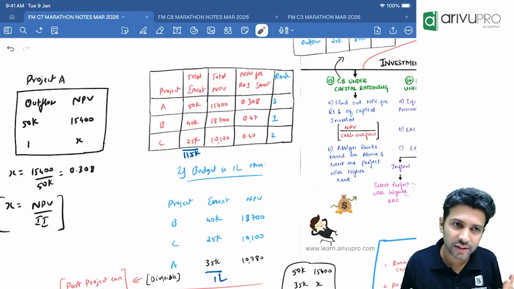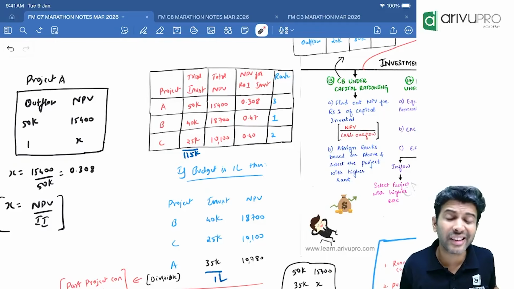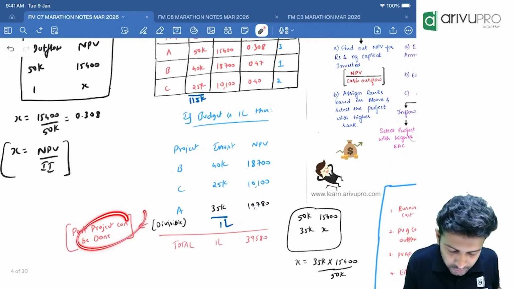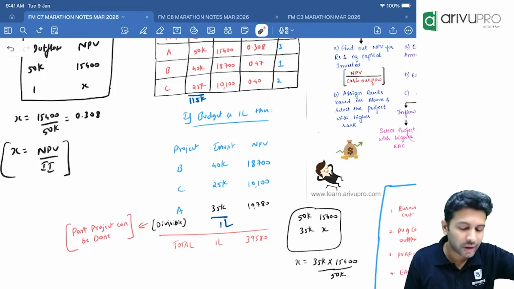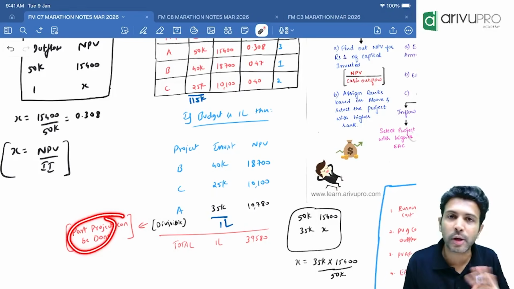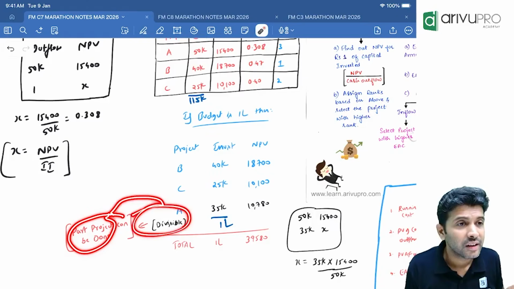Okay, now the question will use one terminology, and based on that, our next point will vary. In these problems, sometimes they will say projects are divisible. If they say projects are divisible, what it means is you don't have to do the project fully. You can do it partly also.